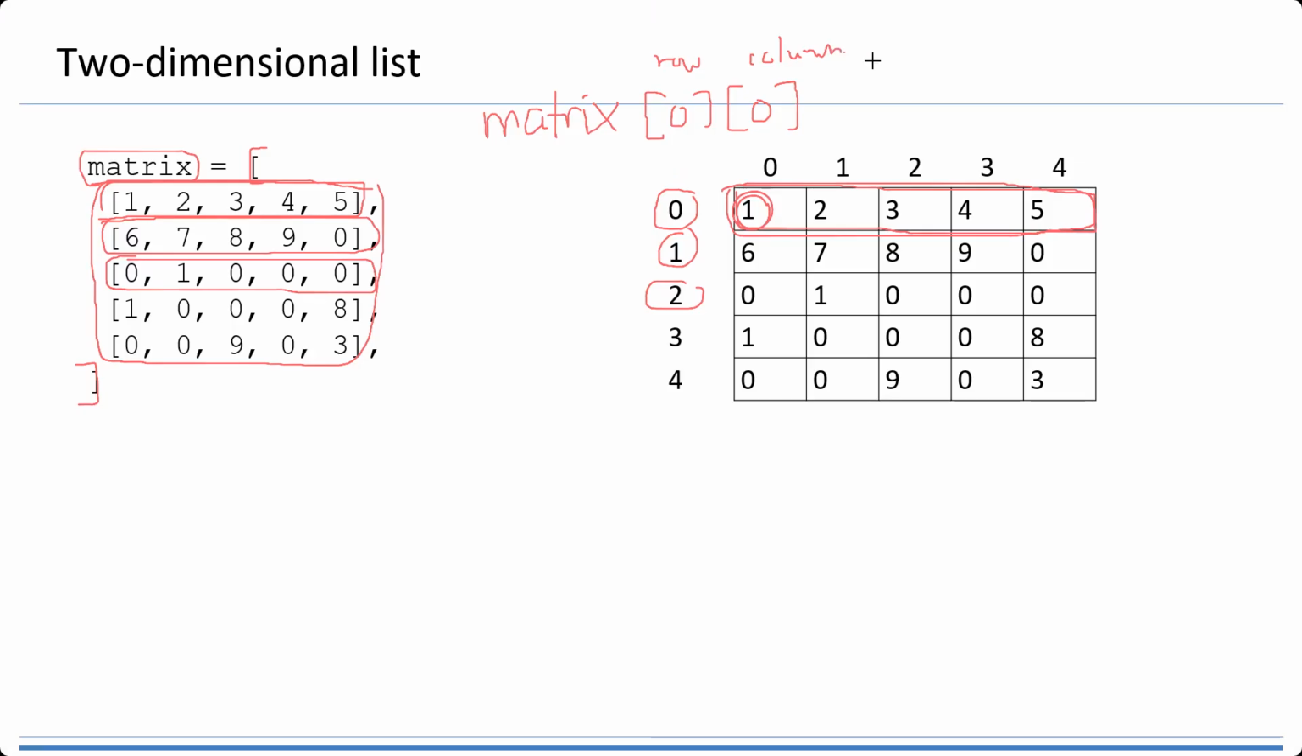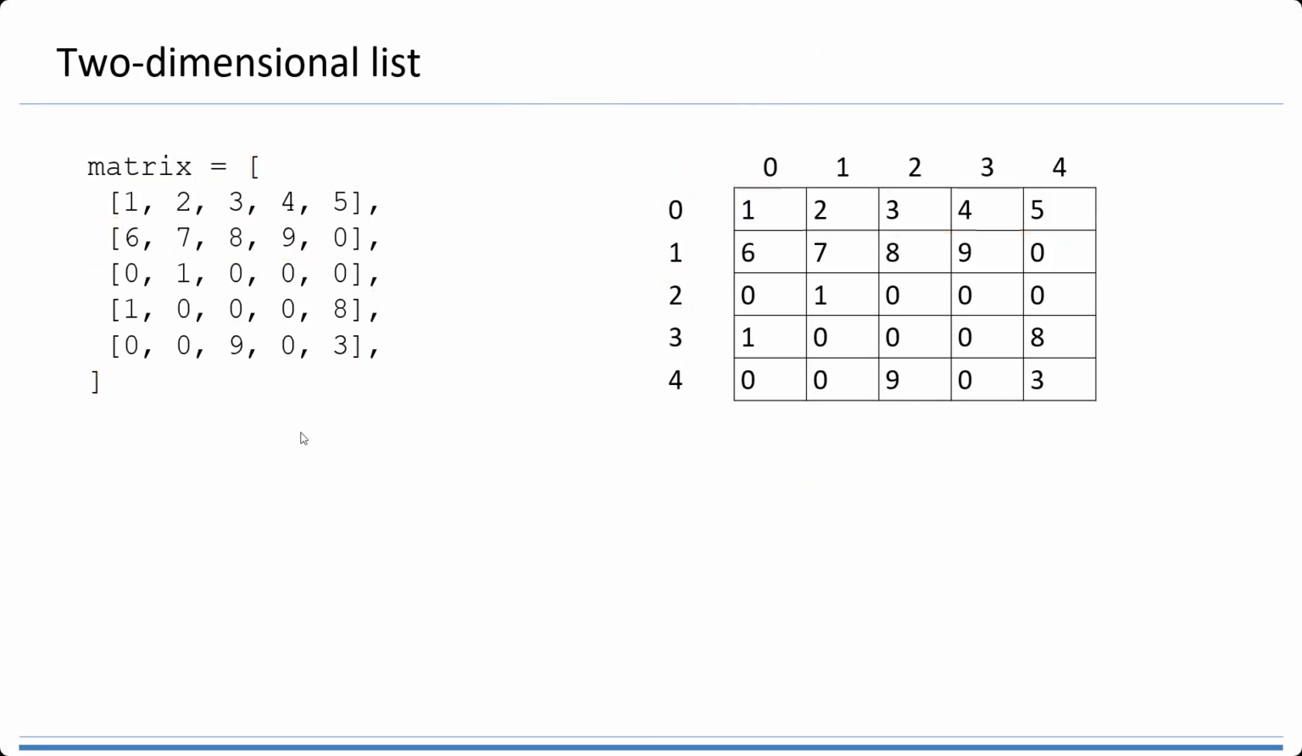Then how if I want to access this 9? This is the matrix at index 4, and this is in the column of index 2. So that's the way to deal with this two-dimensional list. Now let's take a look at the detail.